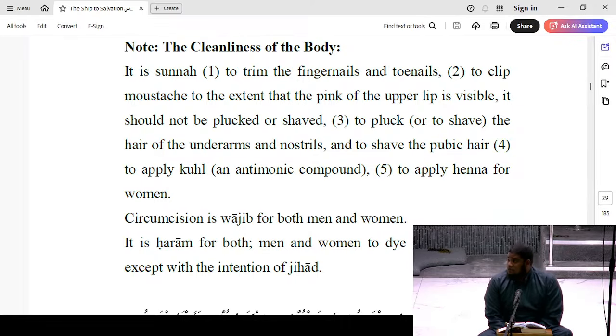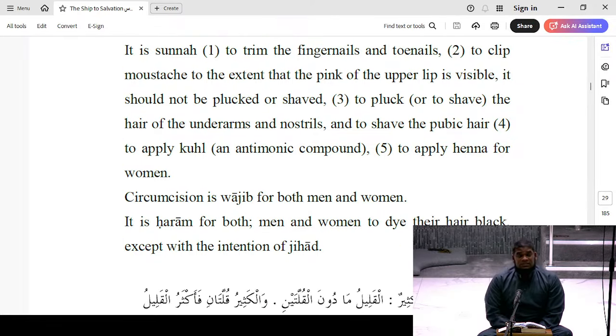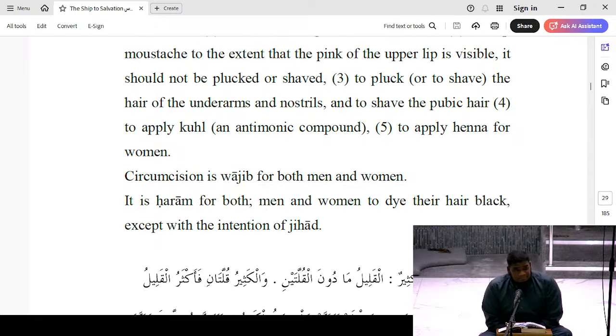And circumcision, which is khitan, it is compulsory for both male and females. No, in Cape Town we only know that the males do it, the boys do it, you know? But it's compulsory for both male and female. Okay? It is haram for male and female to dye the hair black except with the intention of jihad.